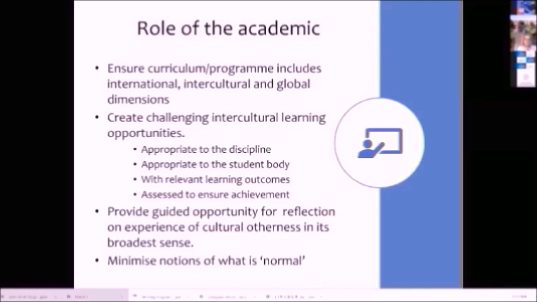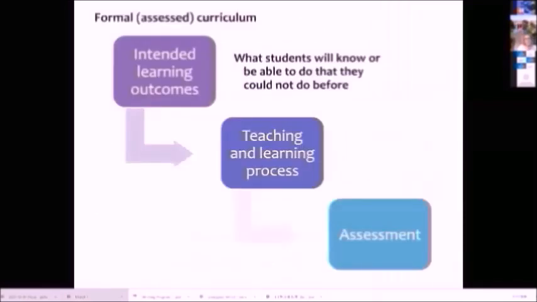So going back to what I was saying earlier about the curriculum, we have the two kinds of curriculum that we're talking about today. The formal assessed curriculum with intended learning outcomes. We need to talk about what students will know or be able to do that they couldn't do before. We need to think about how the teaching and learning process can facilitate this and how the assessment will then make sure that the students can demonstrate that they've achieved those intended learning outcomes. So this is what we mean by the formal curriculum, that which is assessed.